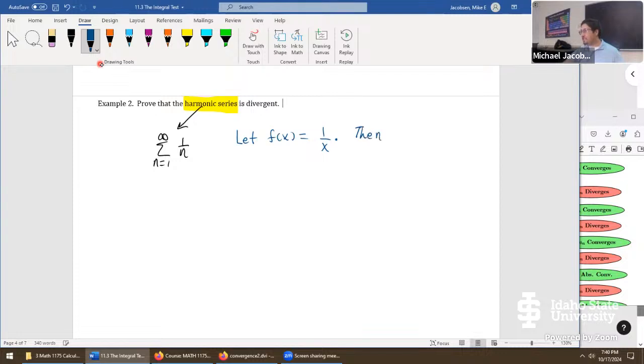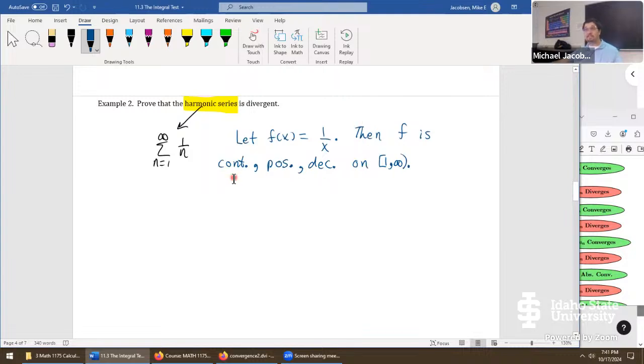I'll write it officially as then f is continuous. Let's use cont for continuous. Positive, POS is a good shorthand for that. DEC is a good shorthand for decreasing if you just want to say these things with a shorthand. On the domain, 1 to infinity. It's important to say these things out when you're doing your homework as part of the steps.